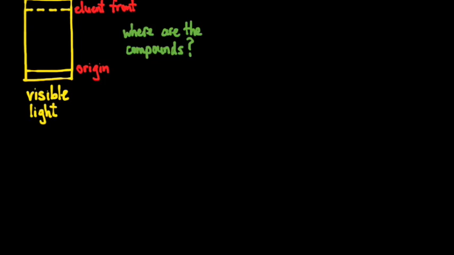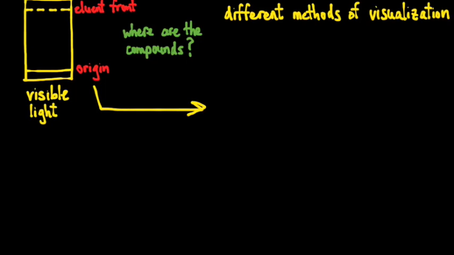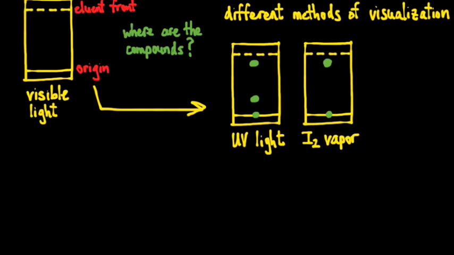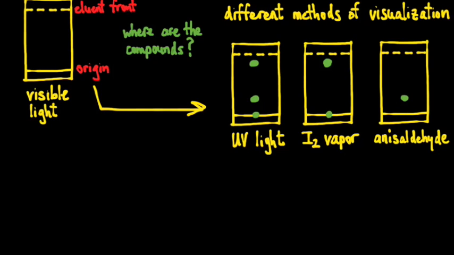The reason that we don't see them is because they do not absorb light in the visible region of the electromagnetic spectrum. However, there are several other methods of visualization that do work. Most compounds, if they contain conjugation or aromaticity, will absorb light in the ultraviolet region. We use an ultraviolet lamp to observe this absorption. Iodine vapor can also be used to visualize compounds on a TLC plate. Finally, we often use staining methods to visualize organic compounds. For example, anisaldehyde will react with compounds on the plate that contain certain functional groups.